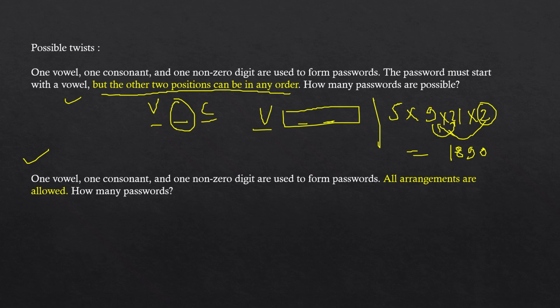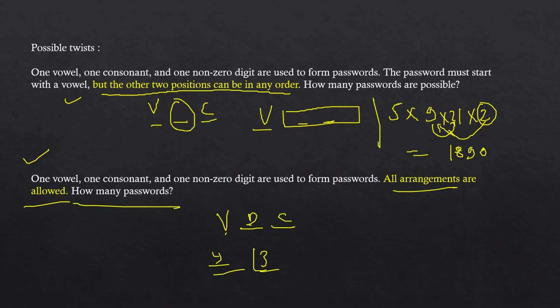Another case: one vowel, one consonant and one digit are used to form the password. All arrangements are allowed. Now no limitations. So in this case V, D, C, meaning vowel, digit and consonant, can be arranged anywhere. Positions can be changed. So there is factorial 3 for position and the remaining are the same as the previous question. So we'll multiply by factorial 3 and we will get answer 5670.